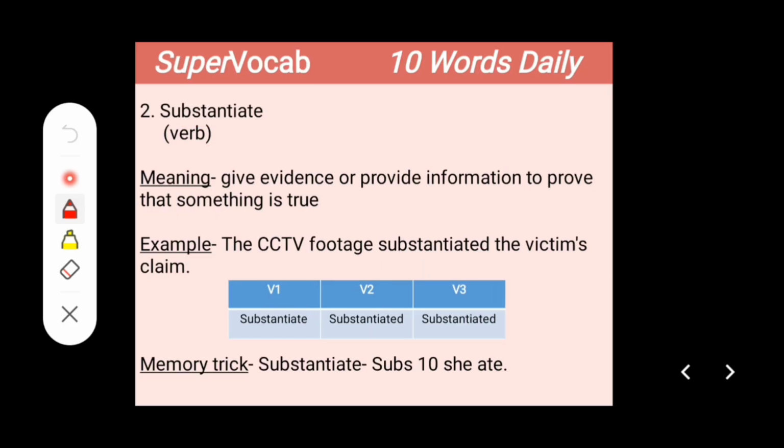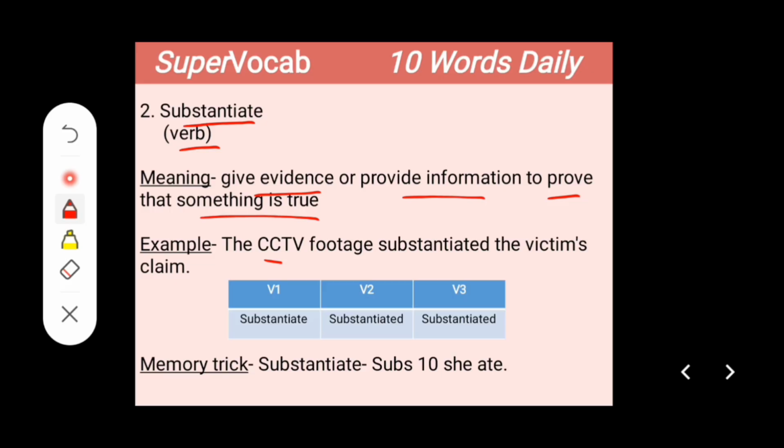So the next word is substantiate. It is also a verb. The meaning of substantiate is to give evidence or provide information to prove that something is true. Basically, when you are saying something and you are also providing evidence and the relevant information to prove that it is true, you are substantiating. Okay, and this is what it means.